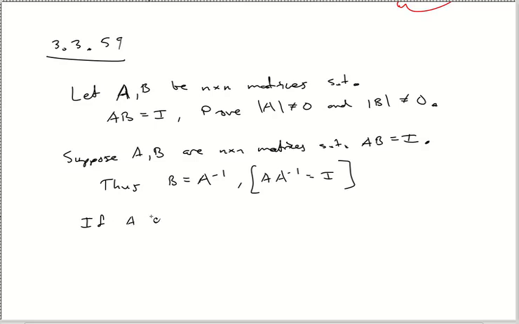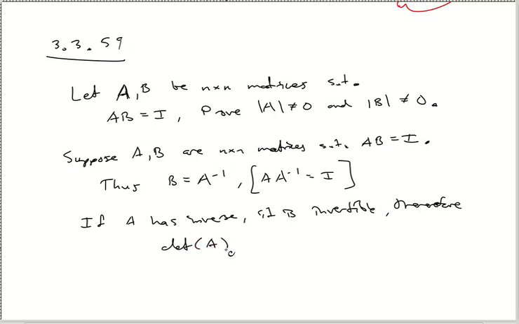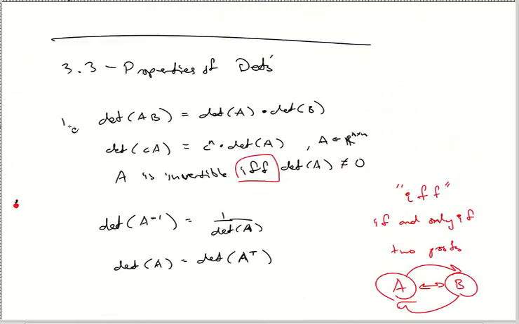So if A has an inverse, it is invertible, and therefore the determinant of A is not equal to 0. What I'm doing is I'm going back by theorem or property, something like that. Let's just label these 1, 2, 3, 4, and 5.